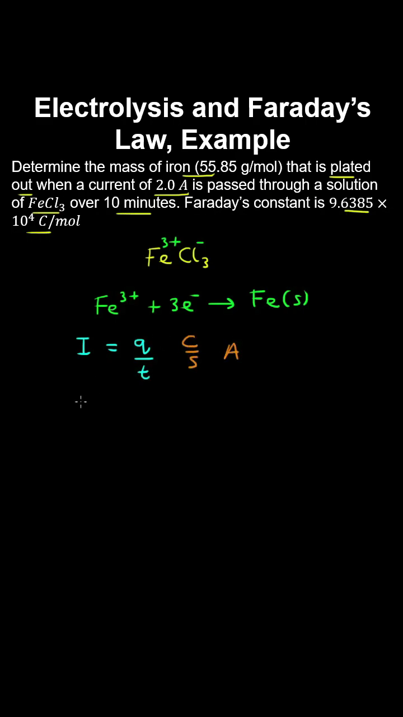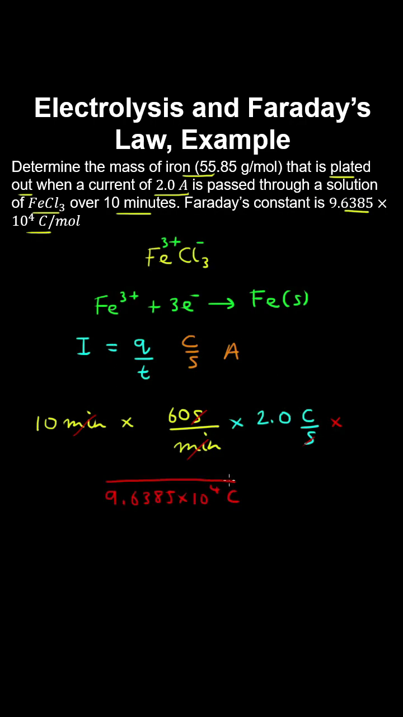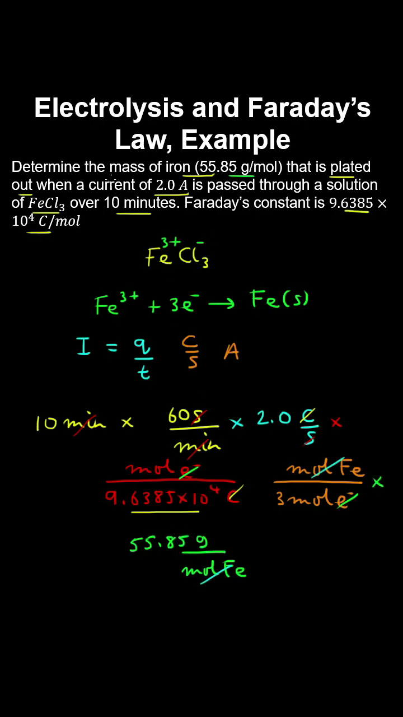So we have the time given in minutes, and we convert this to seconds, and then multiply this by the current, which is in amps or coulombs per second, so we can see the units that are cancelling. And then this is connected by Faraday's constant, which is in coulombs per mole of electrons transferred. And here we're cancelling out the coulombs, so effectively the same thing as dividing by this value. And we have 3 moles of electrons transferred per mole of iron that was plated out, and using the molar mass of iron, that gives us the mass of iron that was plated out, using 2 significant figures.